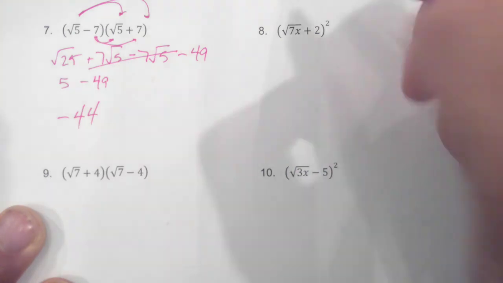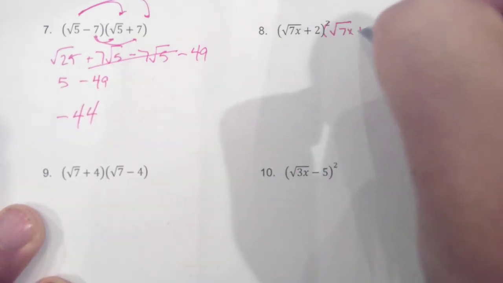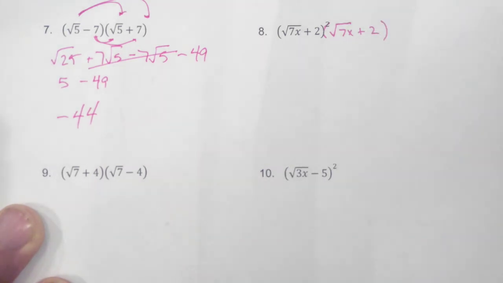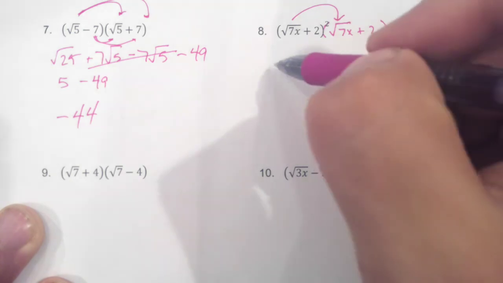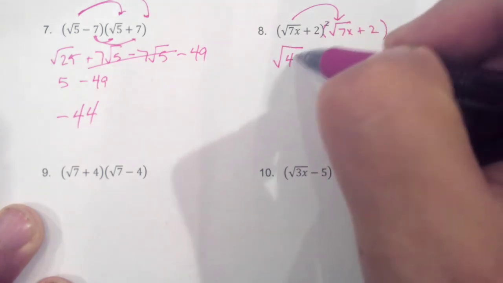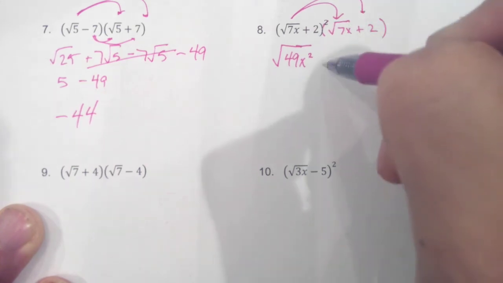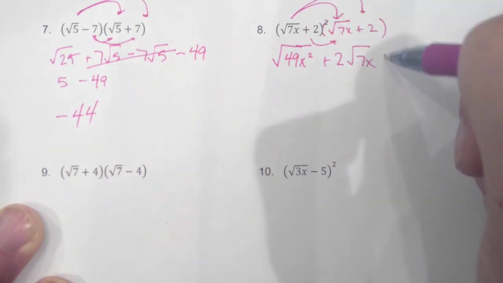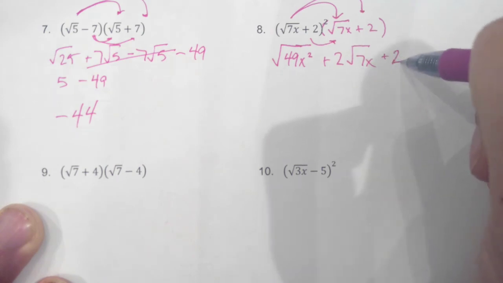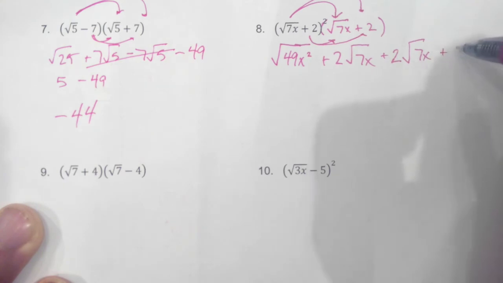Number 8 here, remember what does square mean? It means to multiply by itself. So we're going to write a second set of parentheses and do the distribution. The square root of 7x times the square root of 7x is 49x squared. 7x times 2 is 2 square roots of 7x. 2 times the square root of 7x is again 2 square roots of 7x. And then 2 times 2 is 4.